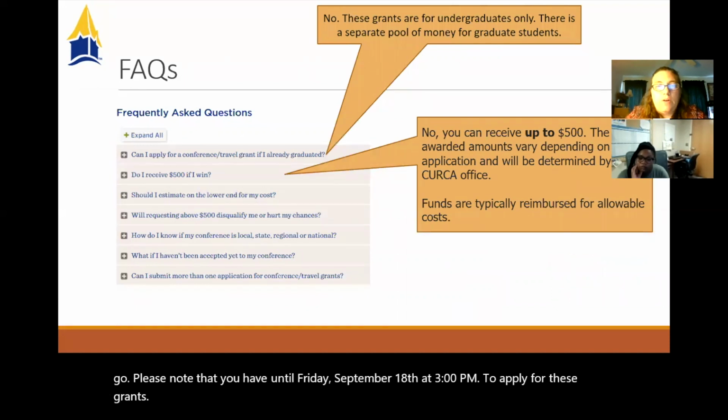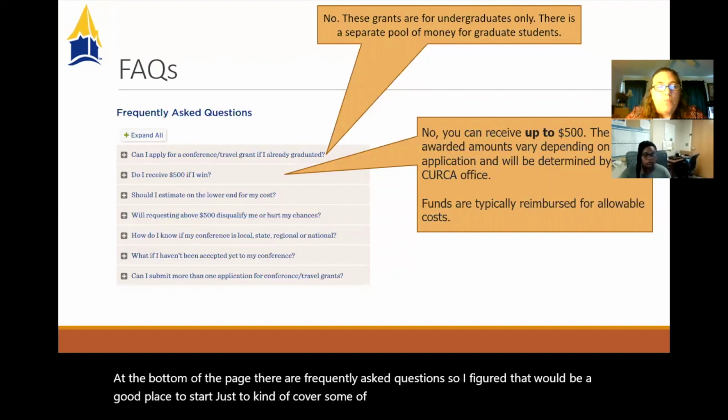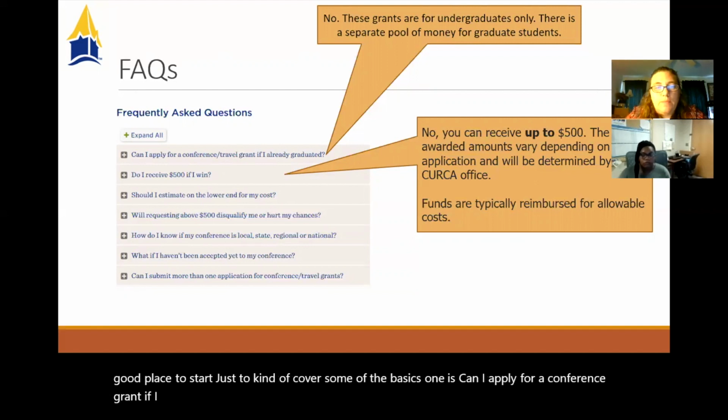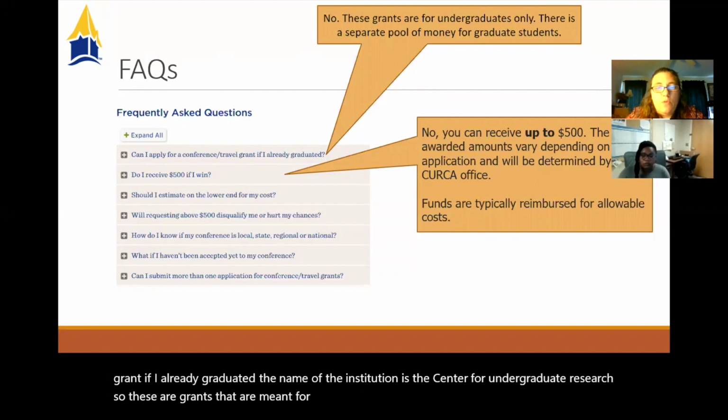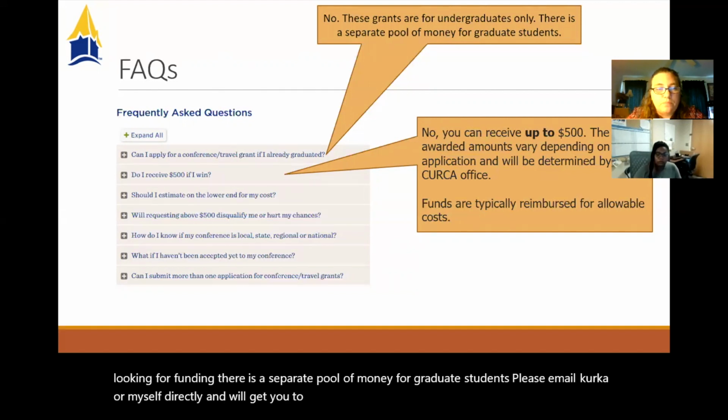At the bottom of the page, there are frequently asked questions, so I figured that would be a good place to start, just to kind of cover some of the basics. One is, can I apply for a conference grant if I already graduated? The name of the institution is the Center for Undergraduate Research, so these are grants that are meant for undergraduates only. If you are a graduate student looking for funding, there is a separate pool of money for graduate students. Please email Kirka or myself directly, and we'll get you to the appropriate person.